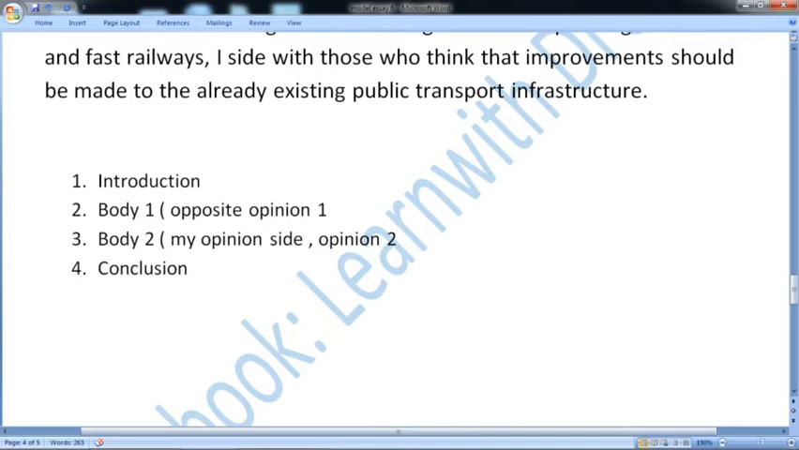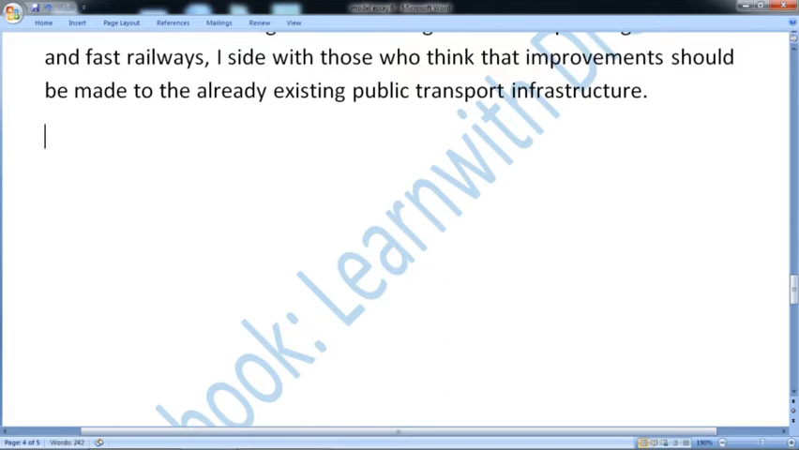You don't need to write this one. This is just to teach you. You don't need to write this in your real exam. Don't waste your time. This is just to teach you that one of the criteria is coherence and cohesion, and paragraphing is one of the important subtopics of coherence and cohesion. I have written introduction, then I would go for first body paragraph.